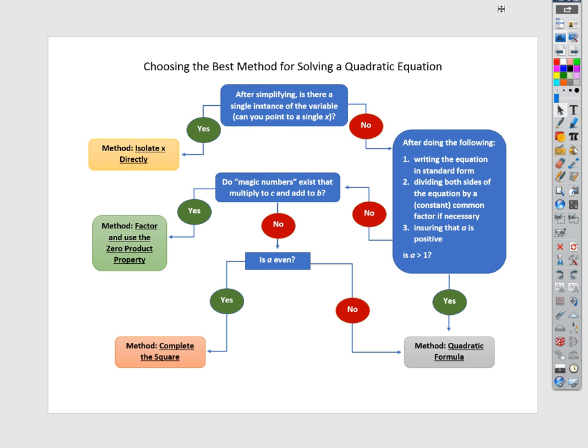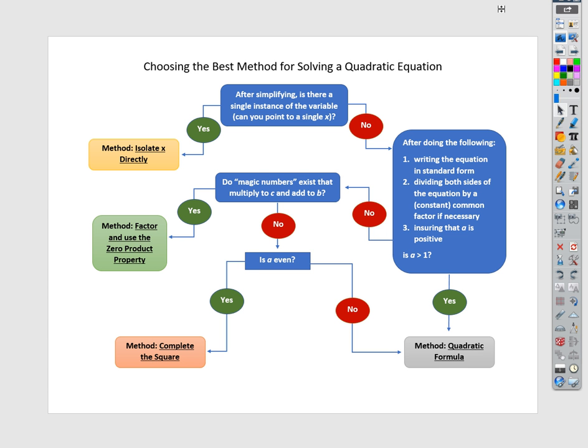There we go. Okay, real quick look. So what's this telling us? This is the thought process you go through when you're solving a quadratic equation. So start at the top. After simplifying, is there a single instance of the variable?